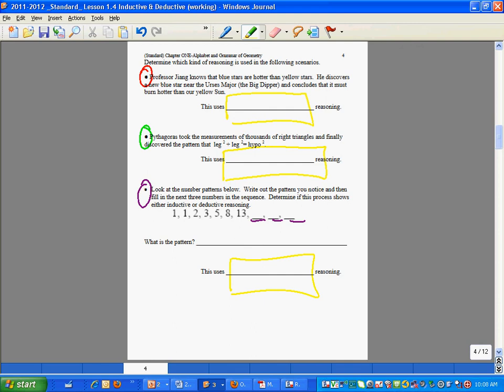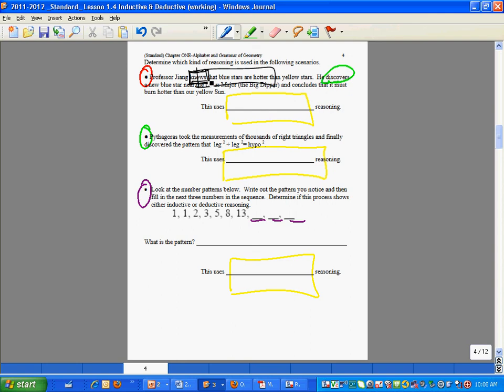So it is inductive. Why? Do you believe? Yes, he observed and then came to a truth. So it's inductive. Nice job.